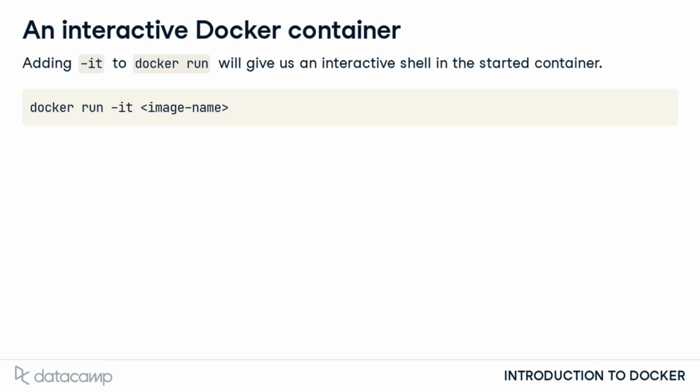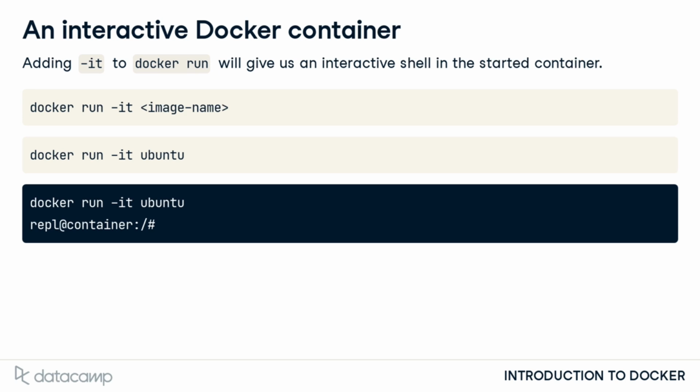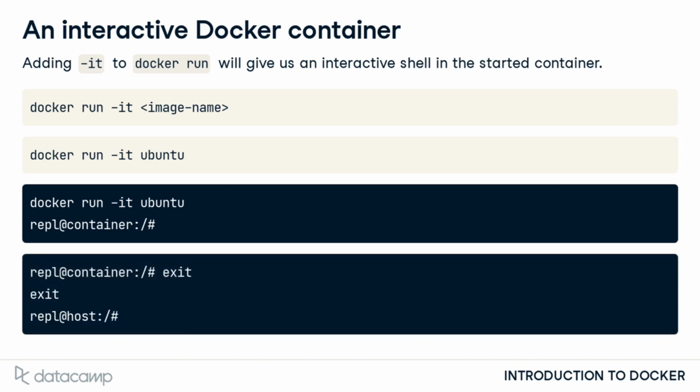Using docker run -it followed by an image name, we can start a container and simultaneously get an interactive shell in this container. If we do this with the Ubuntu image, we get a new shell inside the new container. The shell gives us access to a clean Ubuntu environment isolated from our host machine because it runs inside the container. Once we want to exit the container, we simply use the exit command, which returns us to the host machine and then stops the container.